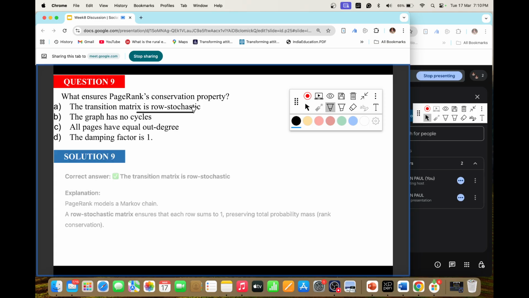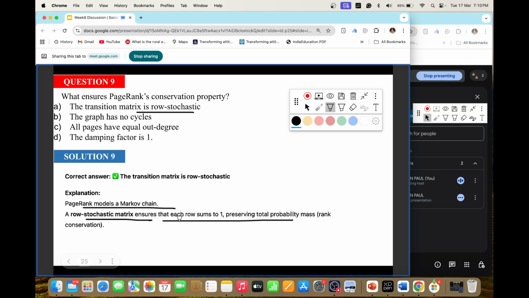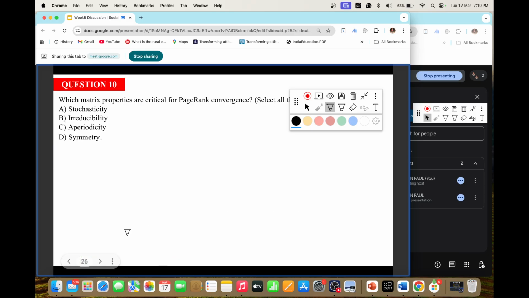Okay. So PageRank models a Markov chain. A row stochastic matrix ensures each row, or each column rather, sums to 1, preserving total probability mass, that is rank conservation. So option A is the correct one.